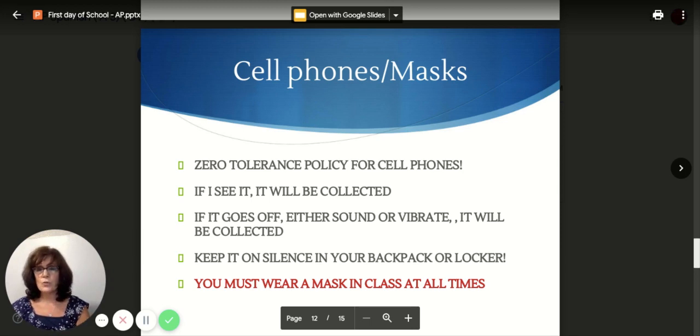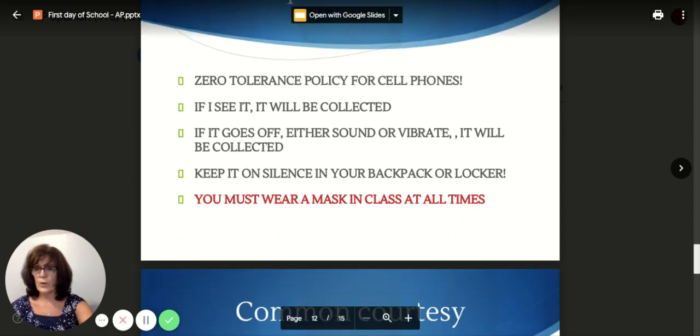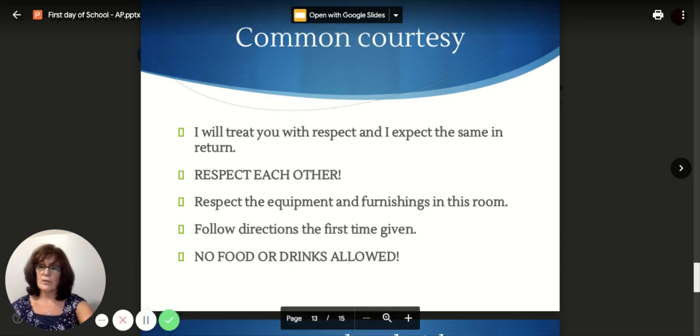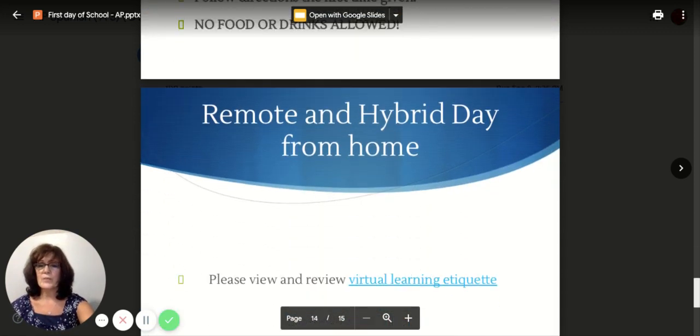Mask, if they are in school, it's very important that they wear a mask unless there's any medical issue that we are aware of. Common courtesy, respect each other, no food, eating when you're at home especially. Just because you're at home doesn't mean you're not in class. You are in class, so no eating. Respect for each other and cooperate with the class.